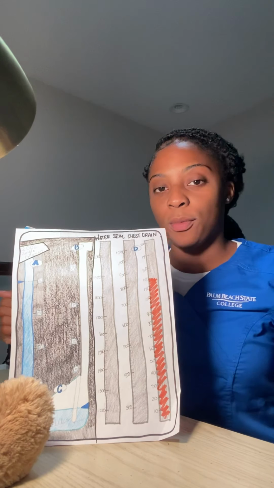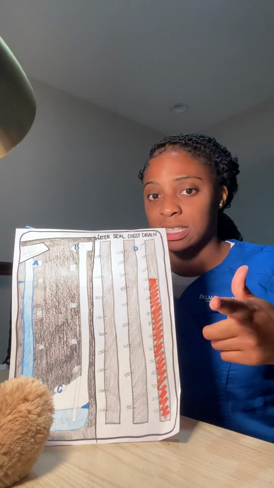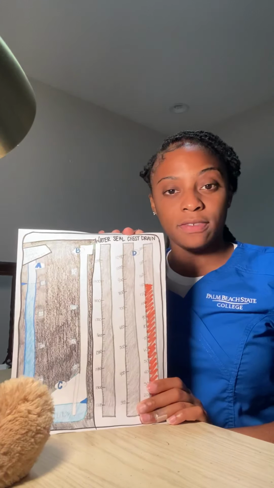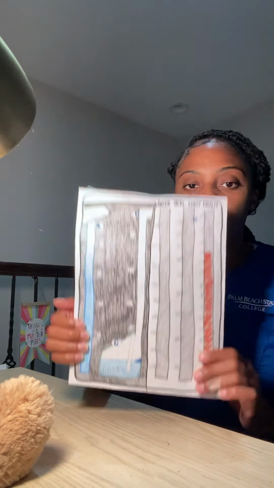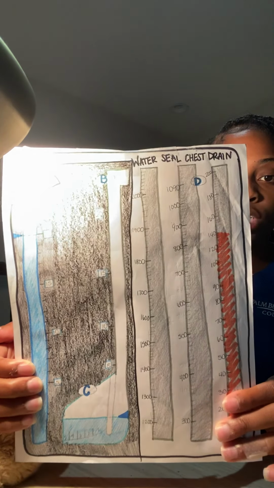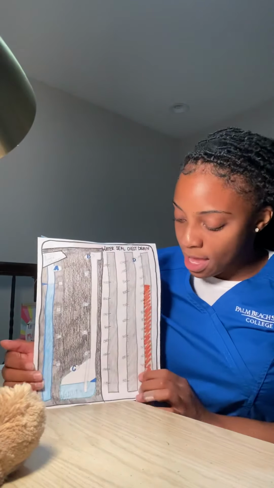Morning. So we're back, and we are back on October 14th still. During our last video, we're going to maintain our patient's chest tube. Here's my patient's chest tube. She's on a water seal chest drain, okay?